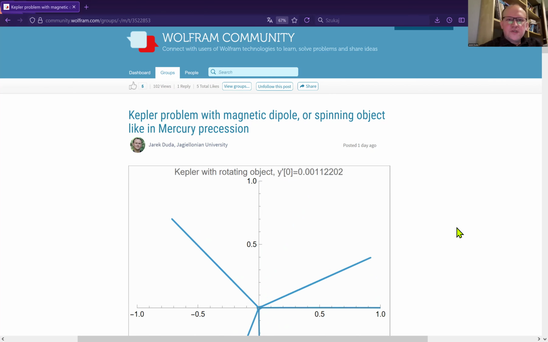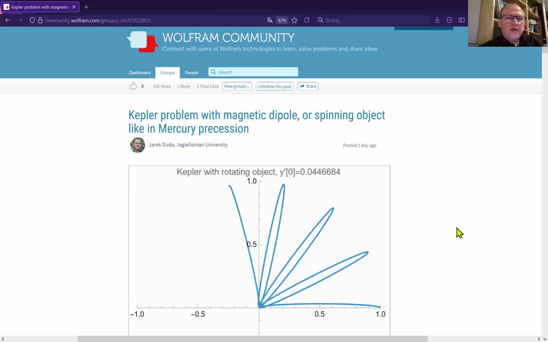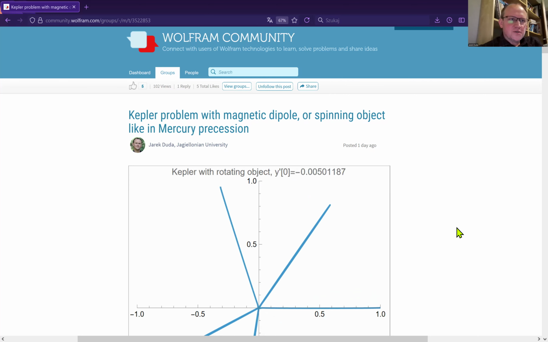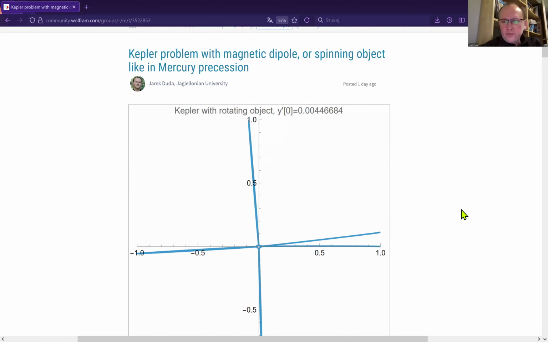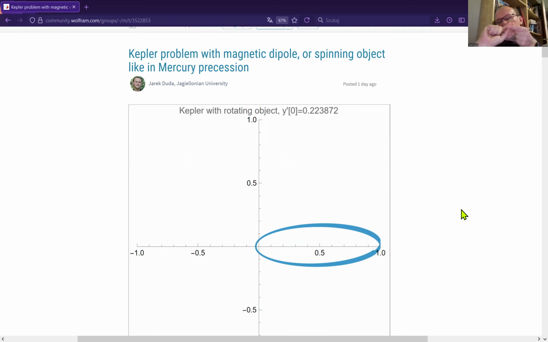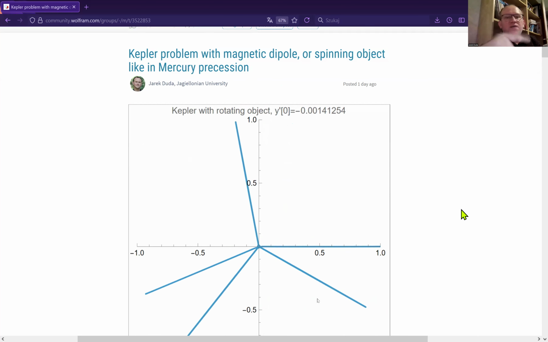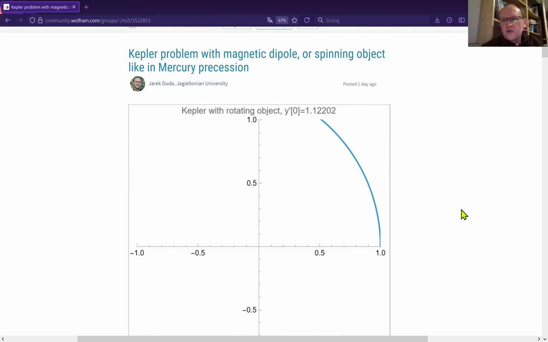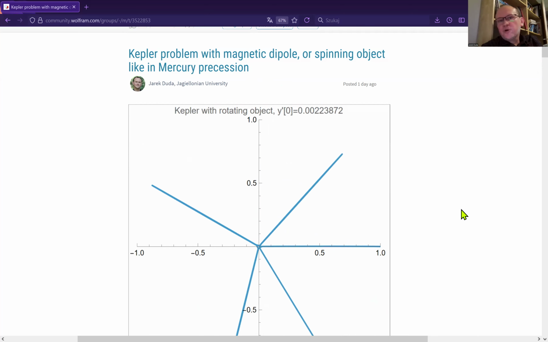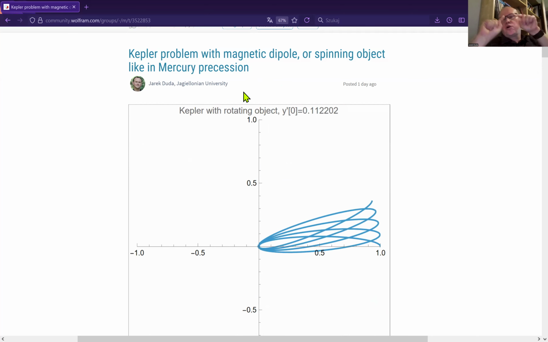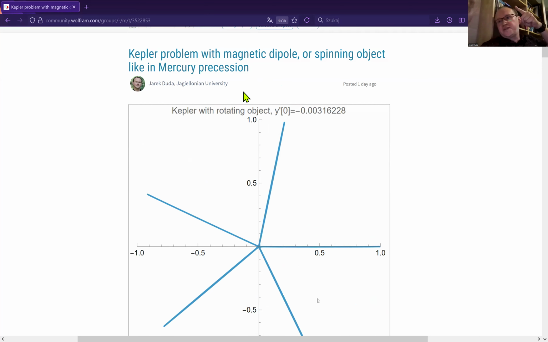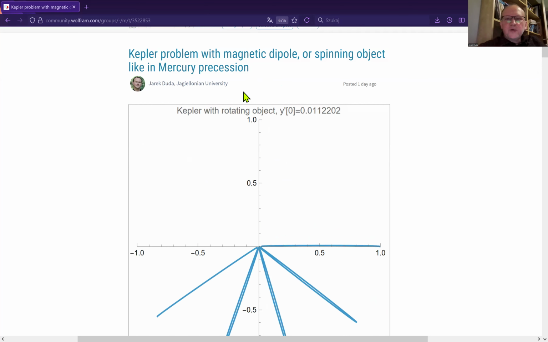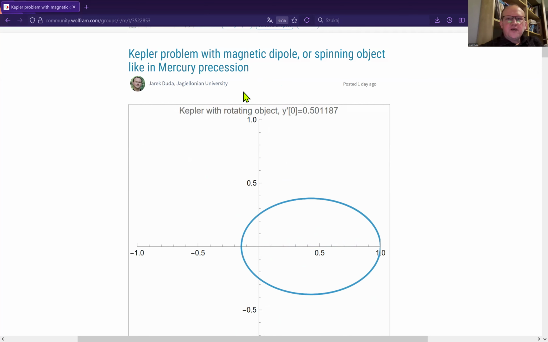Hello. So I talk about this notebook, which is available on the Wolfram webpage. This is about the Kepler problem. In the Kepler problem, you have, for example, a planet going around a sun, and we are used to elliptic or circular orbits. However, for example, for Mercury, this orbit no longer closes. It precesses. So this is about trying to understand it numerically.